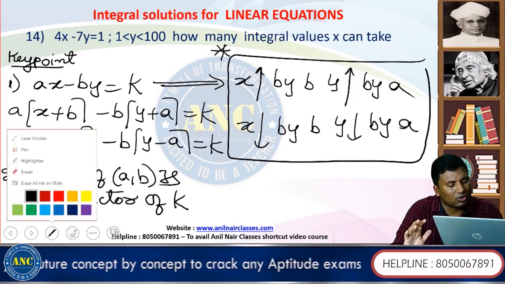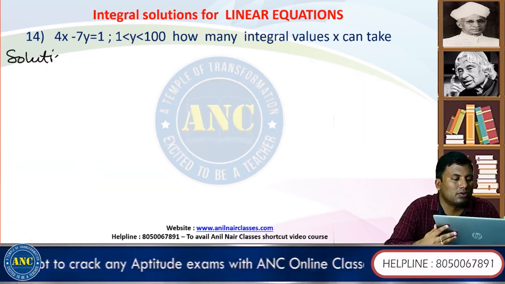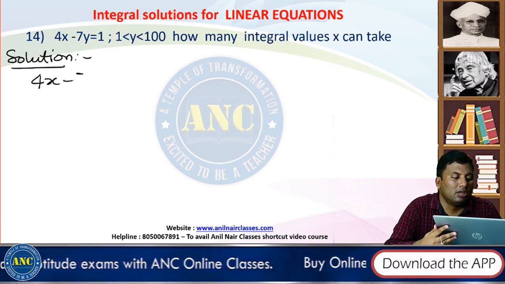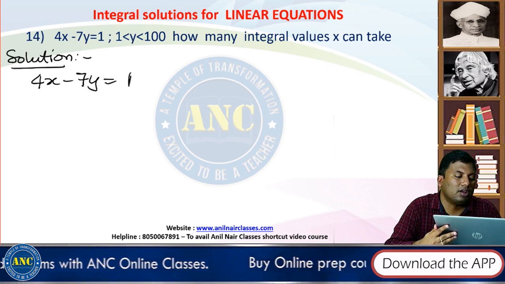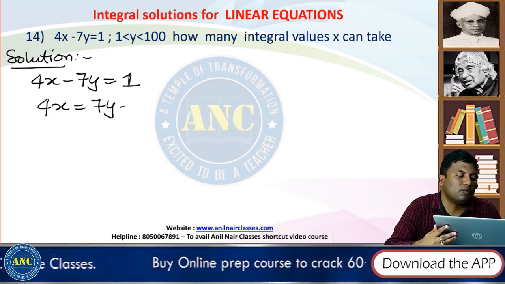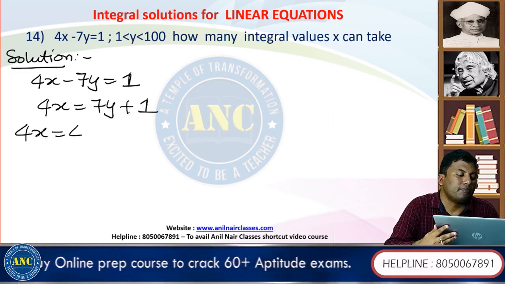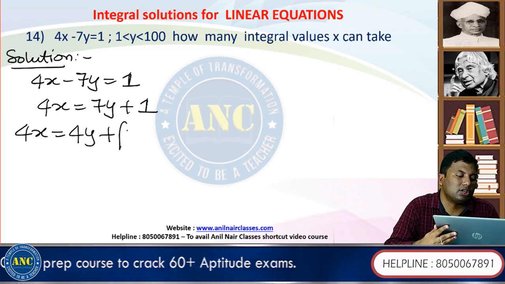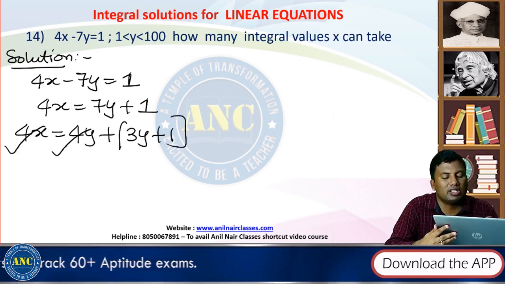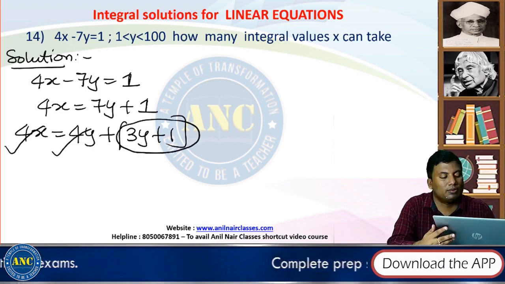Now, let us solve the question. Solution. 4x minus 7y equivalent to 1. So, 4x equivalent to 7y plus 1, which is 4y plus 3y plus 1. The 4y is divisible by 4, so 3y plus 1 should be divisible by 4.